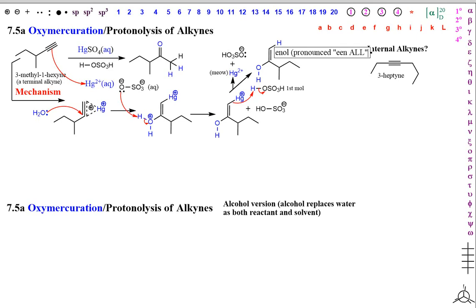And enols are not as stable as their carbonyl partners. This molecule is going to undergo a reaction where this H disappears. Some base has to take it. This sigma is going to become the pi that we call the carbonyl here. And the old pi is going to protonate using a second molecule of sulfuric acid.